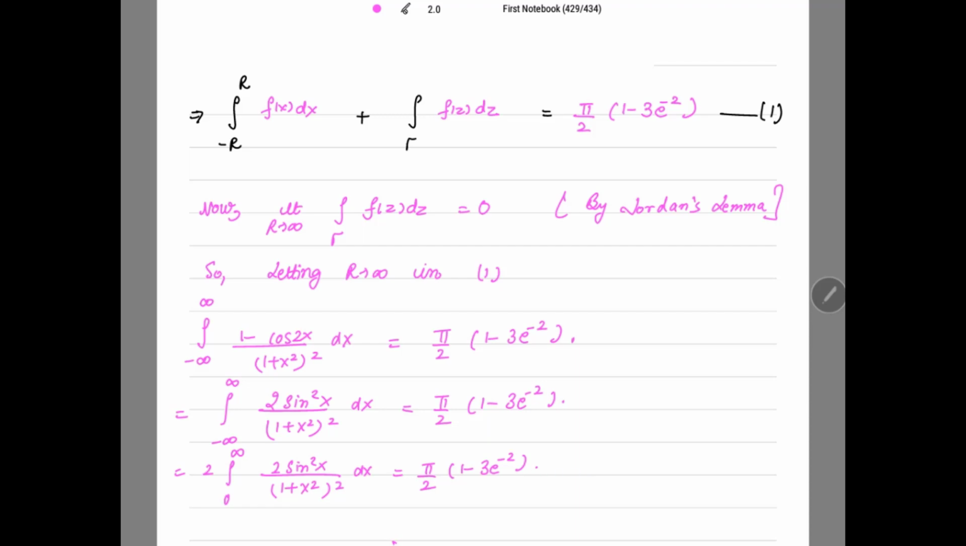And then just take this 2 and this 4 to the other side in the denominator, and you will get the integral 0 to infinity of sine square x over (1 plus x square) whole square dx equal to pi by 8 times (1 minus 3 e to the power, sorry, is it 1 plus or minus? It is, I guess, alright, it is minus, yes) e to the power minus 2. Hence proved.